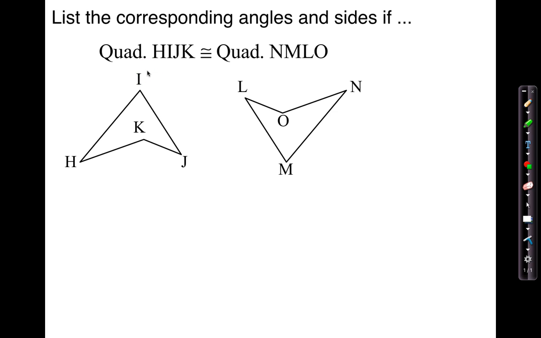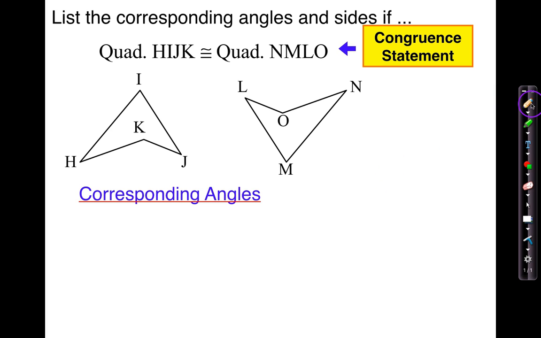Here it says list the corresponding angles and sides if quad, real quick, quad is just a short way of writing quadrilateral. So here, this means quadrilateral HIJK is congruent to quadrilateral NMLO. And for those of you who may have forgotten, quadrilateral is basically a four-sided polygon. So in order to do this, first you have to recognize that this here is called a congruent statement. This congruent statement tells you a lot of things. So if you're able to at least write or find the congruent statement, you're going to be able to answer quite a few questions referring to corresponding angles and corresponding sides.